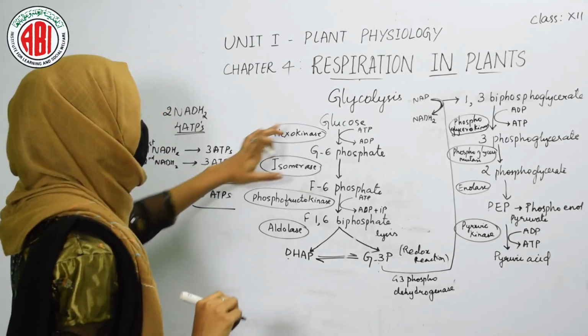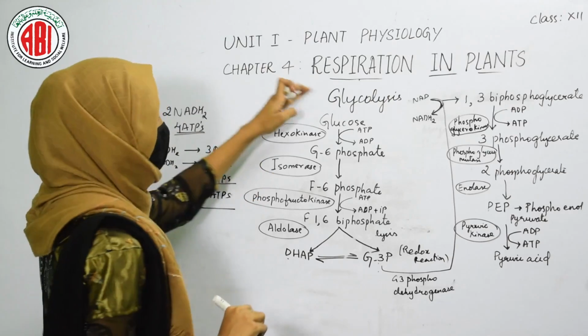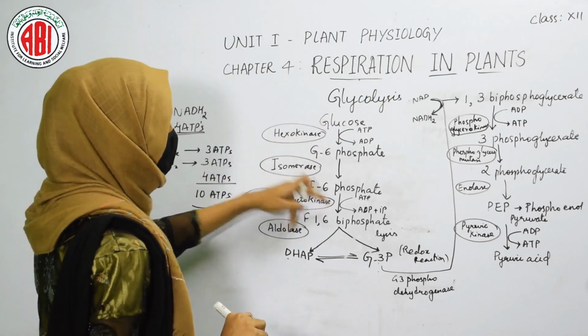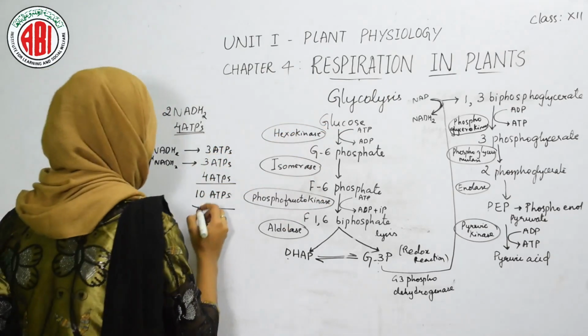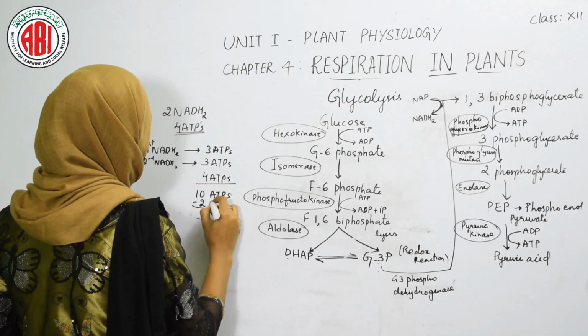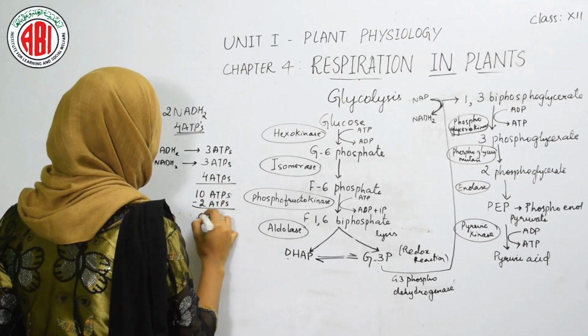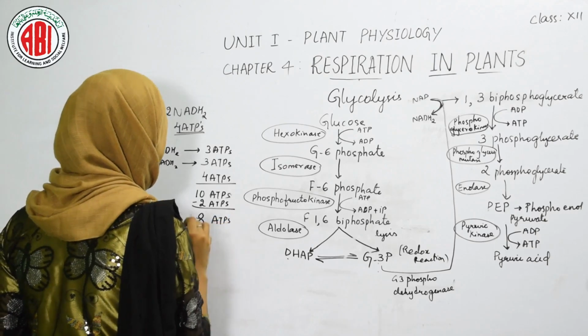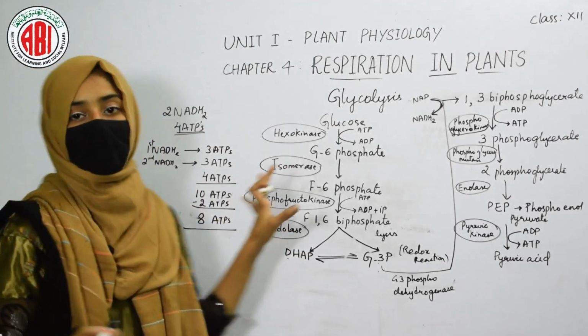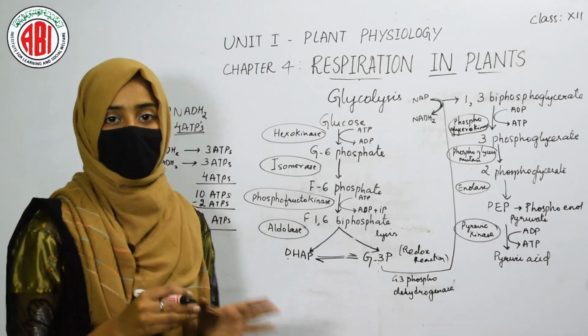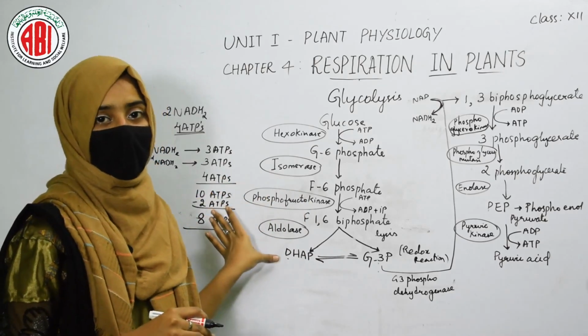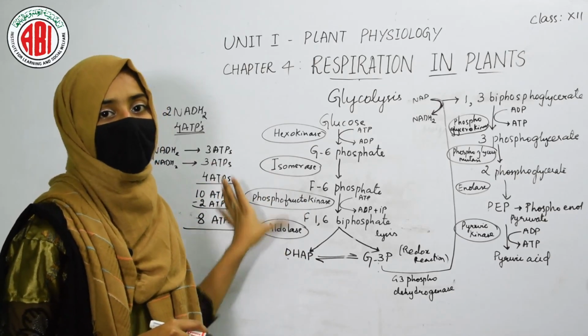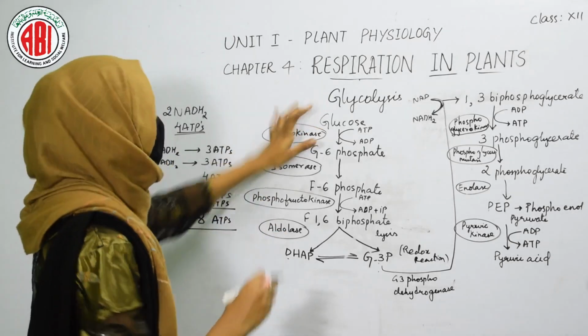Now we know that in the first half reactions of glycolysis, 2 ATP molecules are used up. So if we remove 2 ATPs from the total amount, then in total we will be getting 8 ATP molecules. So in total we are getting 8 energy molecules from the pathway called glycolysis.